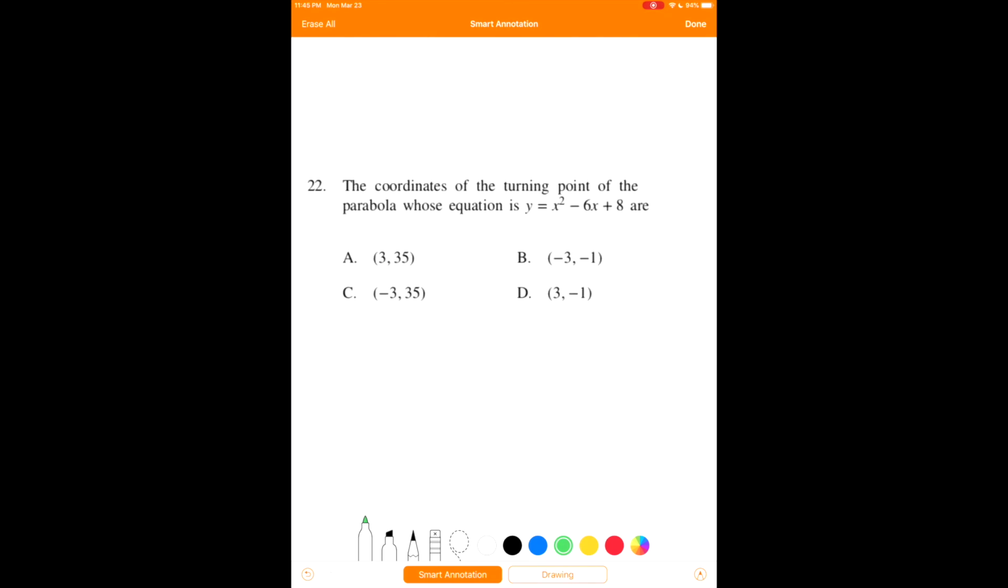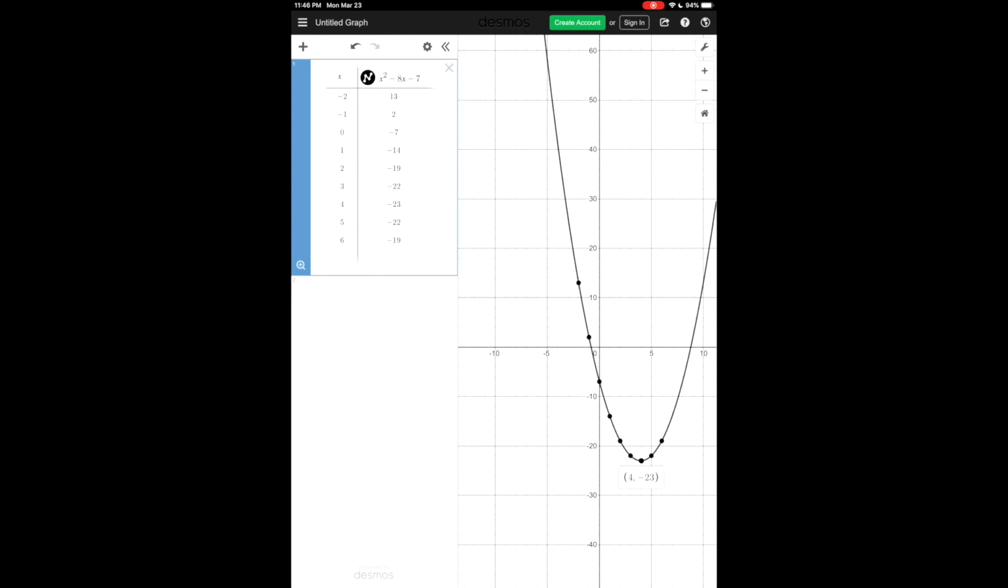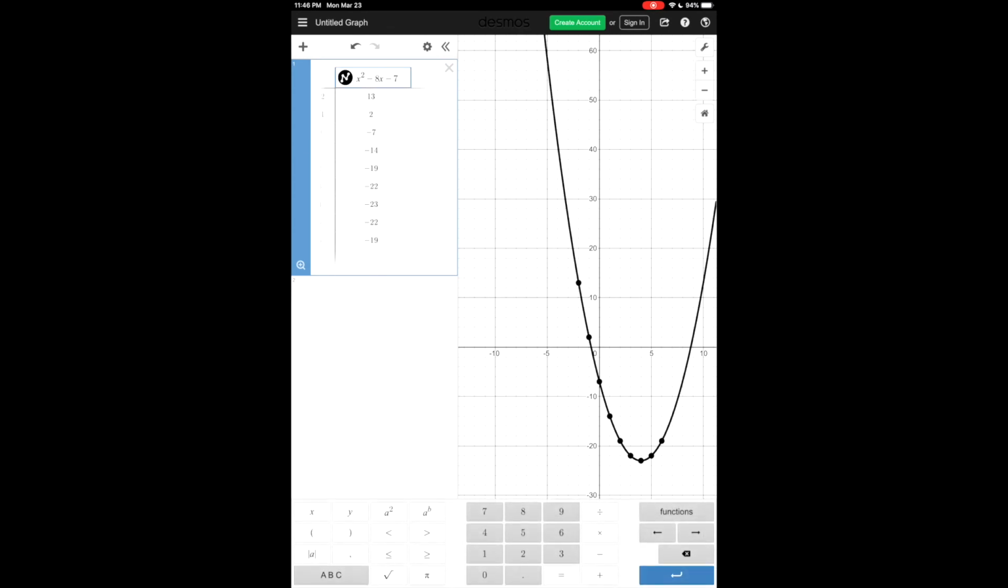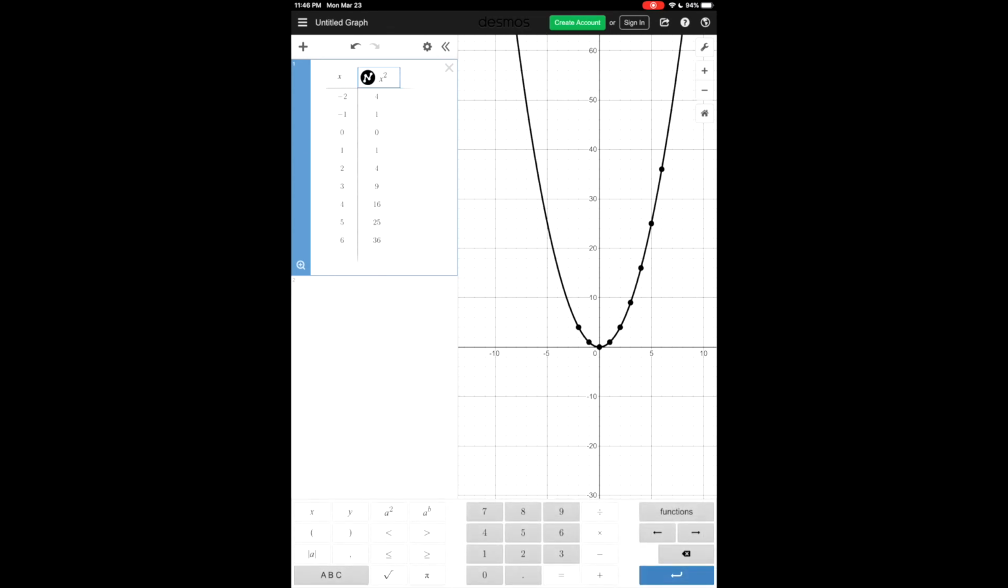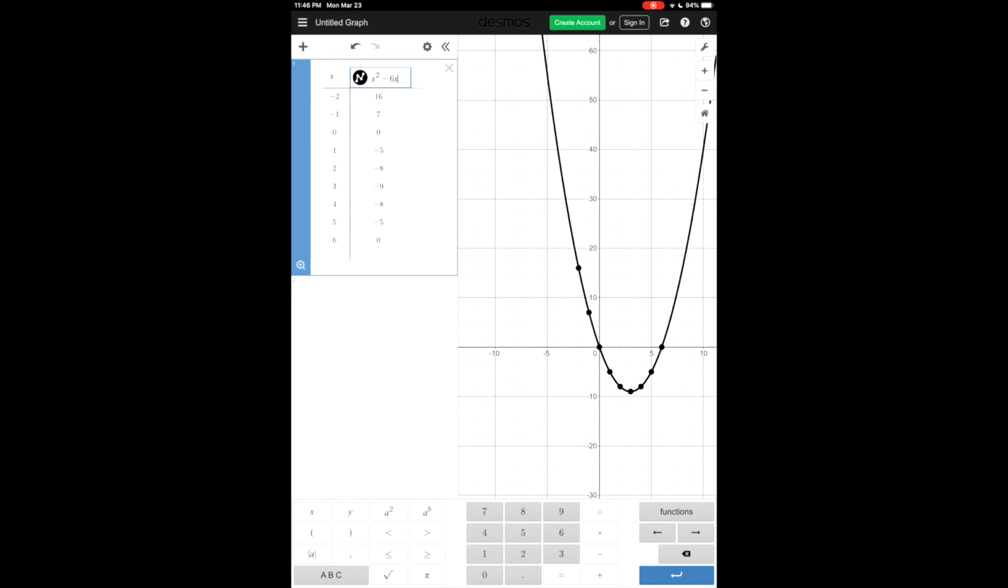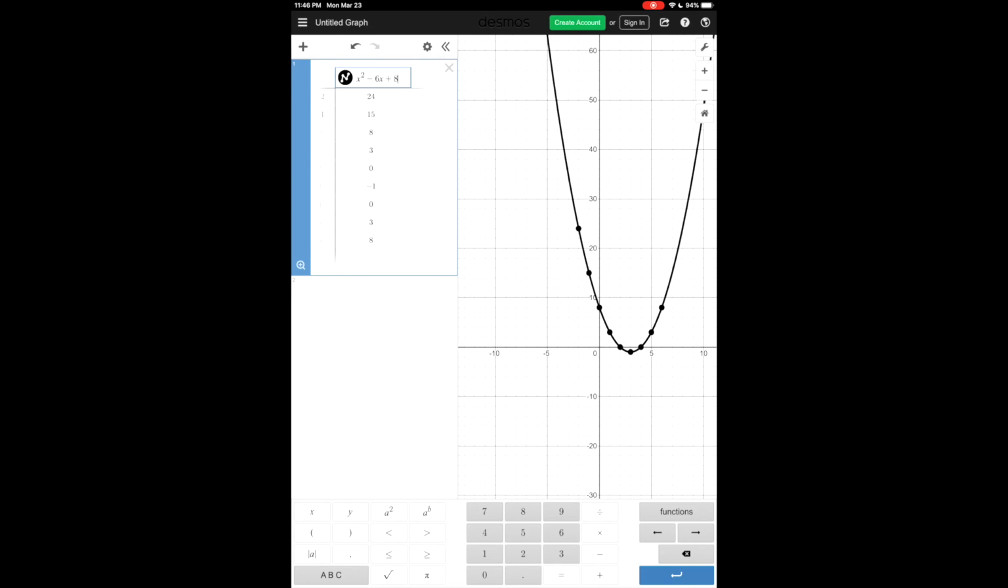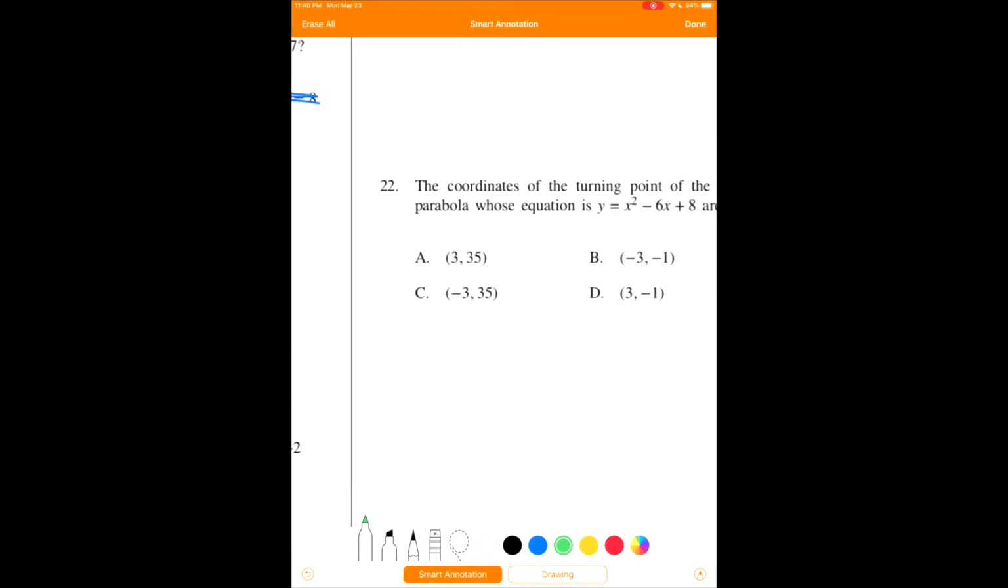Coordinates of the turning point of the parabola. Again, you're going to plug this into your calculator. X squared minus 6x plus 8. And I see my turning point. If I look at my table, I can clearly see my turning point is going to be 3, -1, because I don't have a match there for -1. So 3, -1.